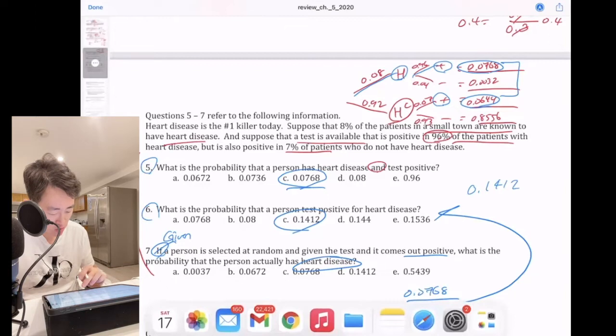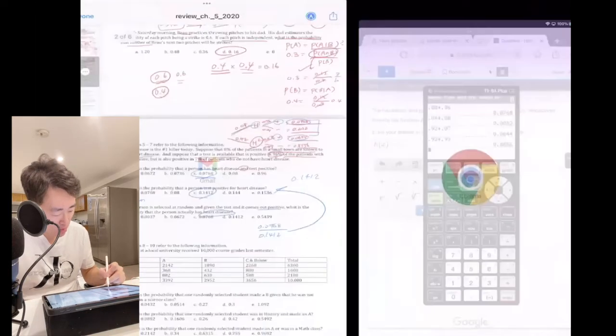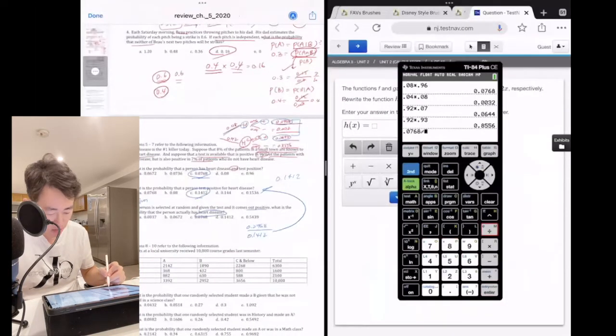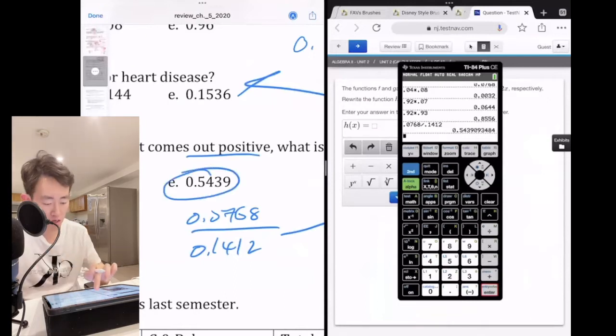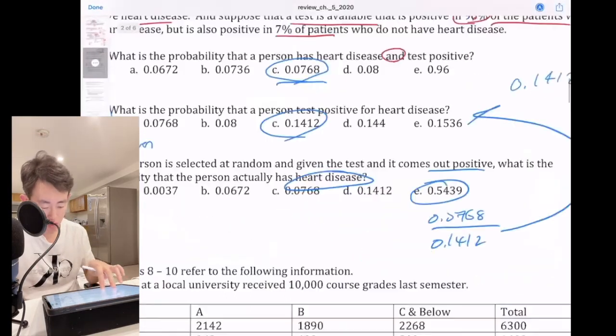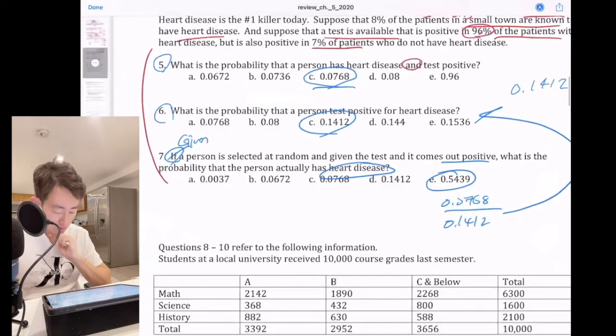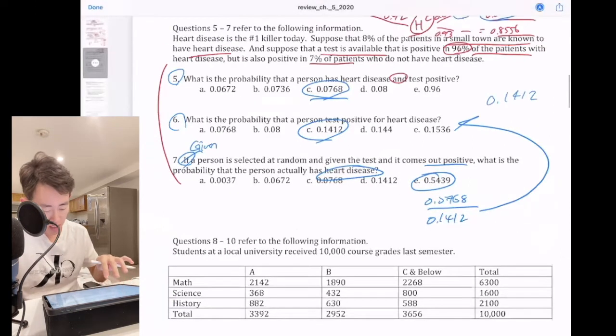So I think the answer should be E, but just to verify, 0.0768 divided by 0.1412. Okay, so you can see how I get the answer as 0.5439, which is answer choice E, or number 7. All right, so moving on, 8 through 10.